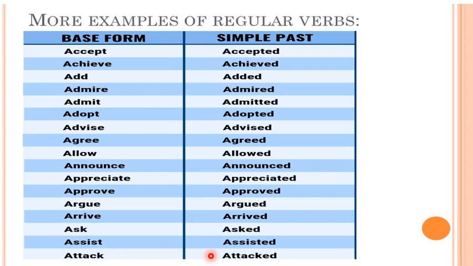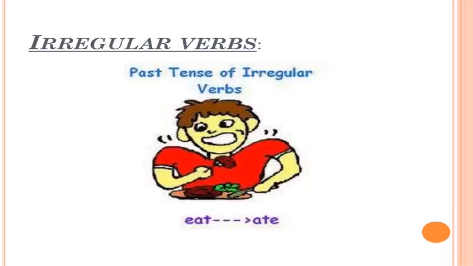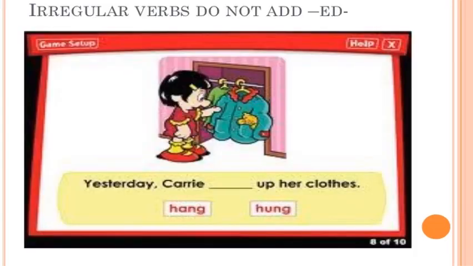You can notice all these are regular verbs and they are ending on ed. Now let's learn what are irregular verbs. Irregular verbs change their form in past tense like eat becomes ate and the spellings are changed. Irregular verbs do not add ed at the end.